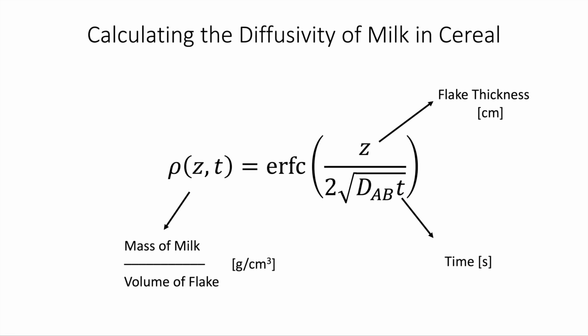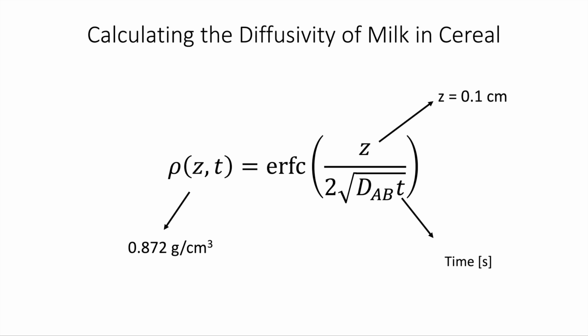So coming back to this equation, we have the mass of milk and the volume of flake, which we measured, and this comes out to be, on average, 0.872 grams per centimeter cubed. So essentially, for a saturated cornflake, there's about 0.872 grams of milk for each centimeter cubed. The flake thickness I mentioned previously was about 0.1 centimeters. And the time, well, we've already gotten those from our different experiments.